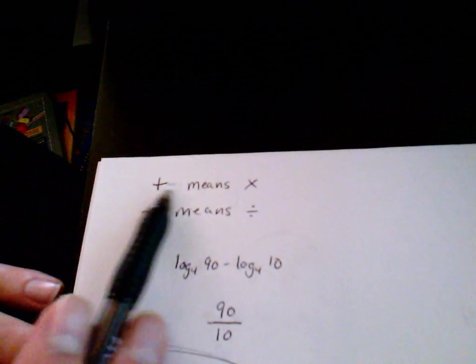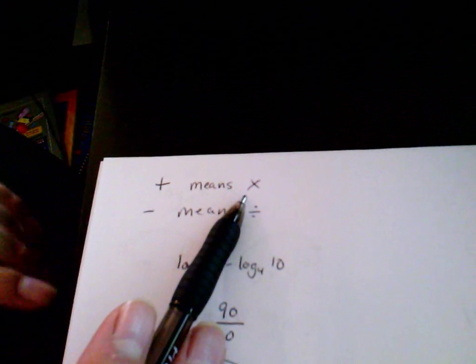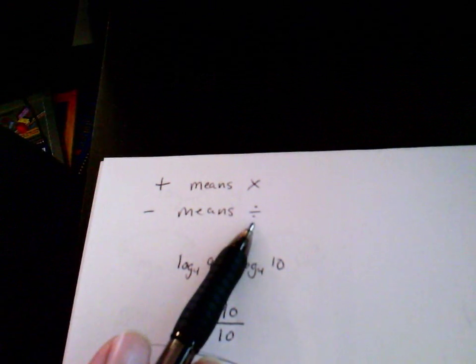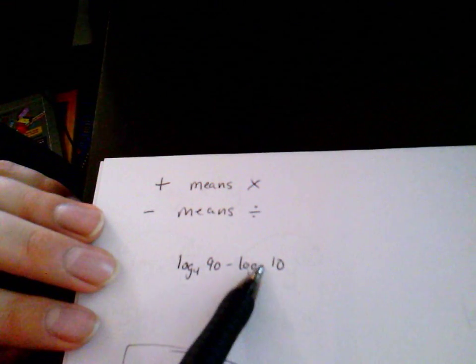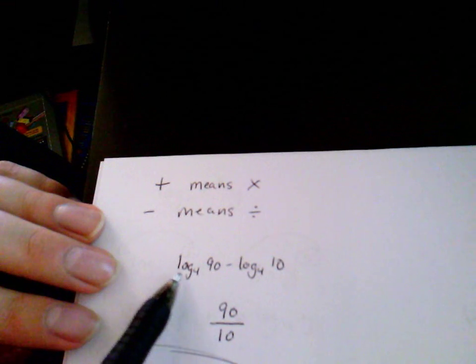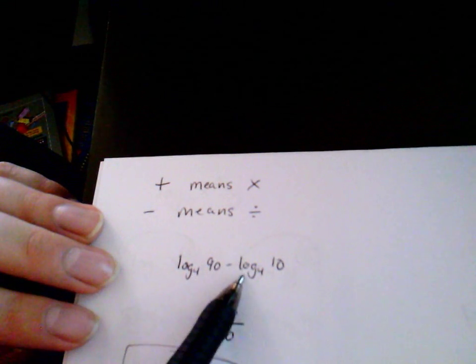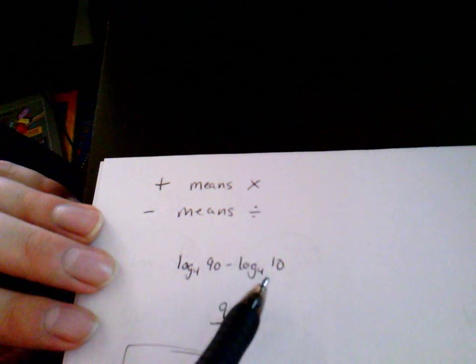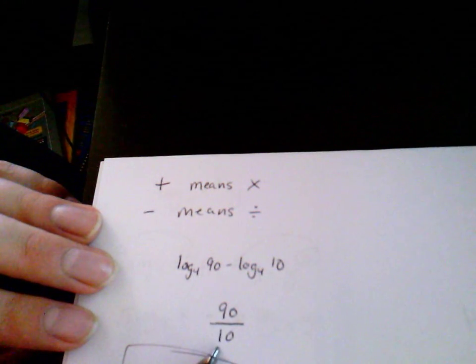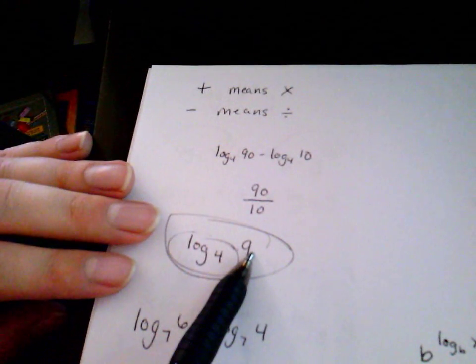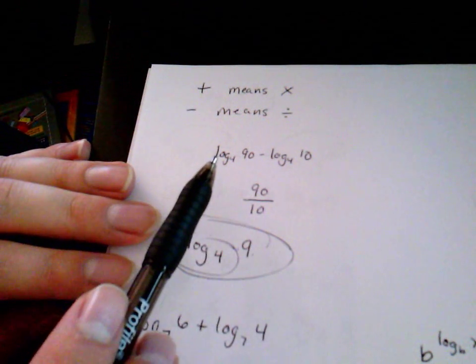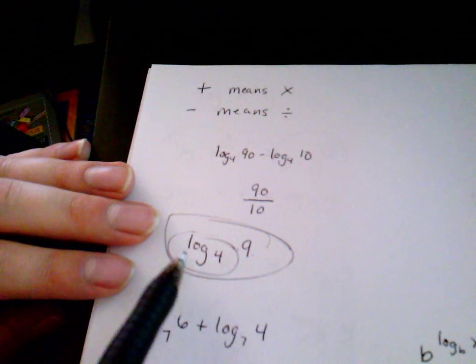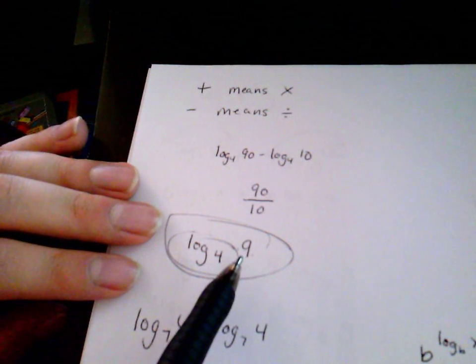So the first one, we know that whenever we're adding, we're actually going to be multiplying the bigger numbers. If we're subtracting, we're actually going to be dividing the bigger numbers. But this all depends on if the bases, these two smaller numbers, are the same. So we have log base 4 of 90 minus log base 4 of 10. Well, they both have 4. So we'll take 90 divided by 10, which gives us 9. Now, we have to put this log base 4 here because that does not change. The only thing that changes is the bigger number.